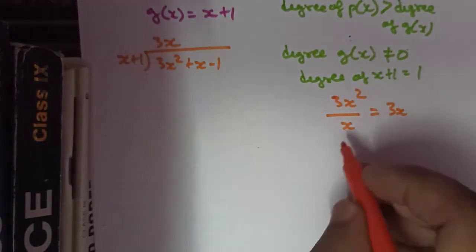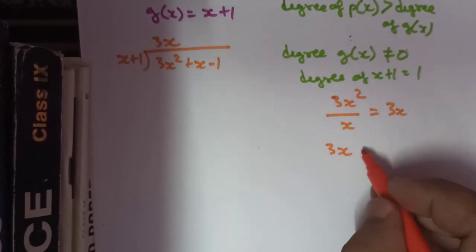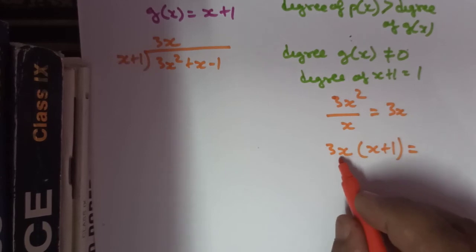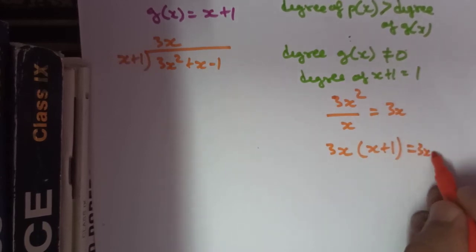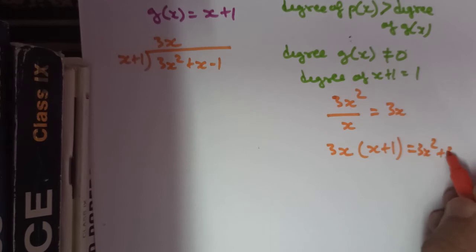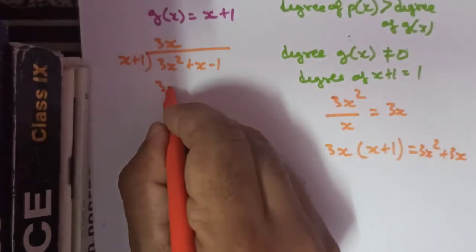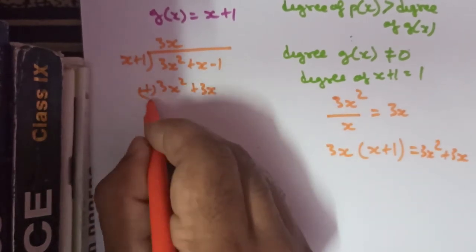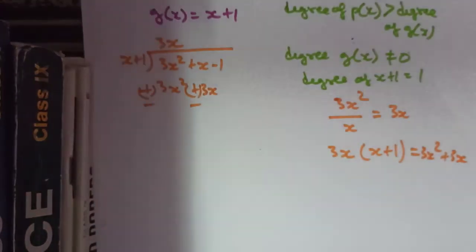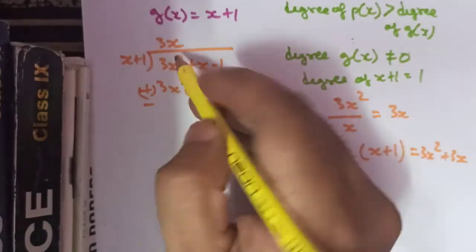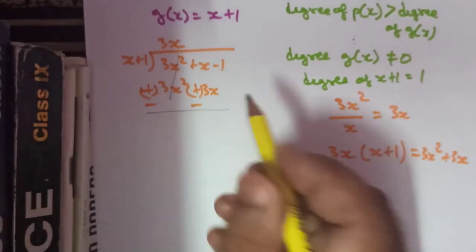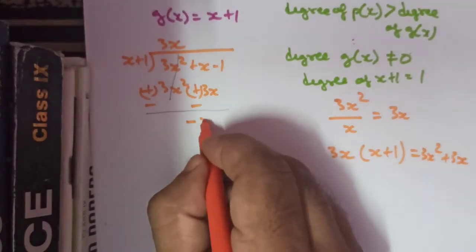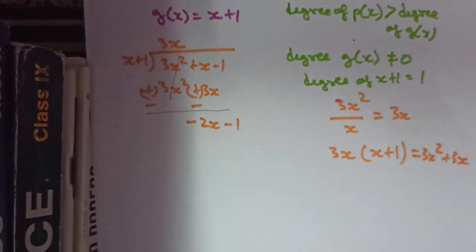Is that clear? And this first term of quotient will be multiplied by the divisor x plus 1. So 3x times x plus 1, we get 3x square, plus 3x into 1 will be 3x. So that is 3x square plus 3x. Now again sign change. So this will cancel out. Plus 3x square minus 3x square will cancel out, and plus 1x minus 3x will be minus 2x, and this will be minus 1.